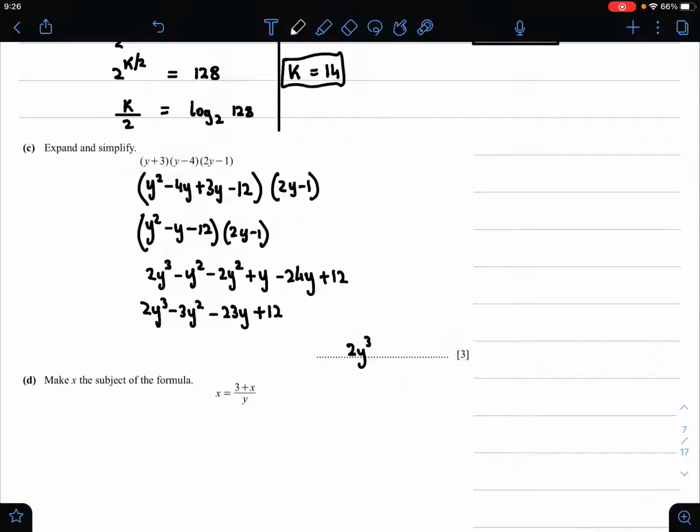So this is really simple. All you need to remember is to expand two brackets first, simplify that, and then multiply it with the third bracket. And therefore this will be our final answer, that is 2y cube minus 3y square minus 23y plus 12.